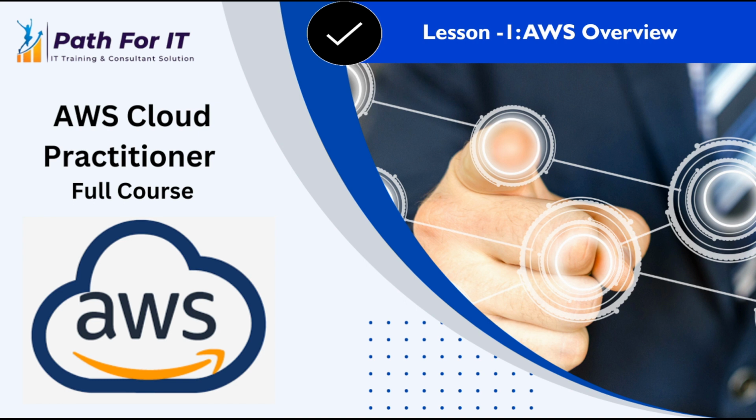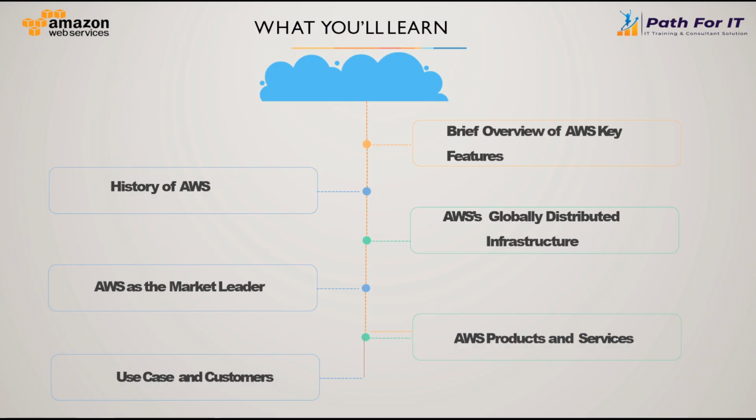Today we'll start with the first lesson, which is AWS overview. We'll discuss the details of AWS, a brief overview of AWS, and its features. We'll see certain history of AWS. We'll check out how AWS has been distributed globally. And in the cloud industry, AWS is on top as the market leader, so we'll discuss that. We'll see the entire services, products, and sub-services under AWS.